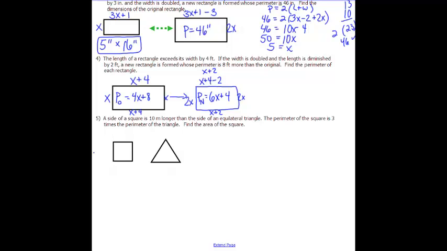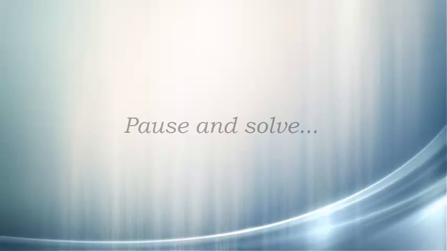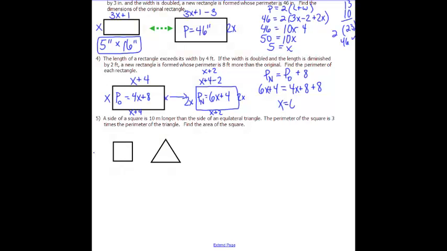Now what I want to do is see how these relate to one another. A new rectangle is formed whose perimeter is 8 more than the original. So the perimeter of the new is 8 more than the original. So the perimeter of the new, which I now know is 6x plus 4, is the perimeter of the original and 8 more. And then I can go ahead and solve that. Pause here and do so. You should get x equals 6.